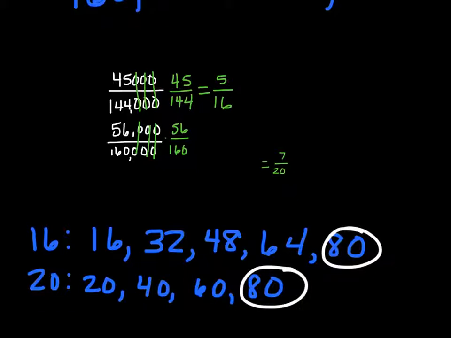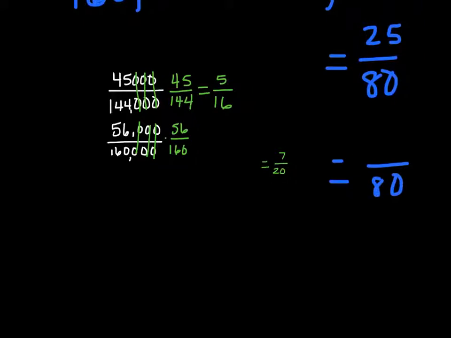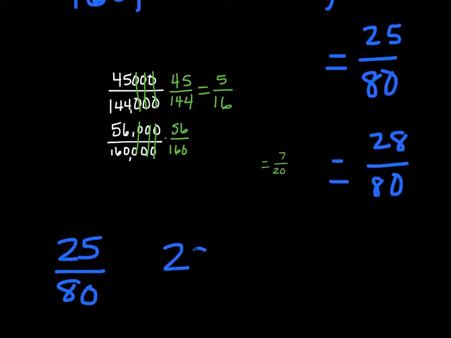Now let's rewrite 5/16 and 7/20 as equivalent fractions with 80 as the denominator. So 5/16 will become 25/80. 7/20 will become 28/80. So now we can compare. Last year, 25 out of 80 visitors to the resort were snowboarders. This year, 28 out of 80 visitors were snowboarders. So the fraction of snowboarders was greater this year.